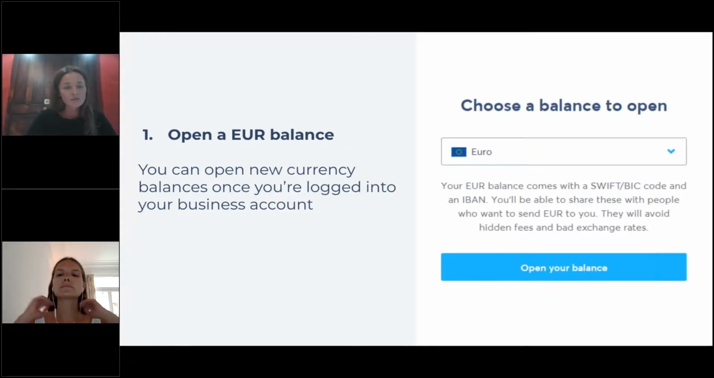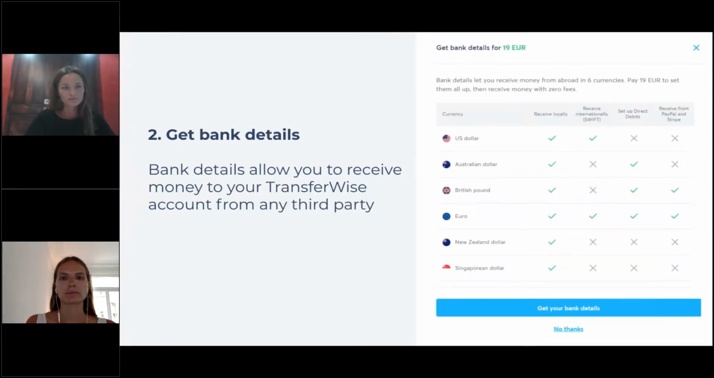As a first step, you will need to open a euro balance on your Transferwise account. You will see the option to do this when you have logged into your business account, and you just choose that you want to activate your euro balance. And you can see that the euro balance will come with IBAN and SWIFT code.